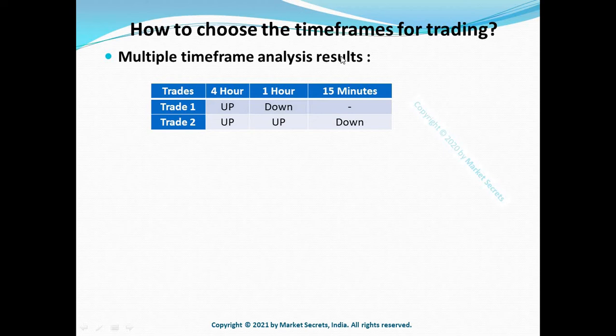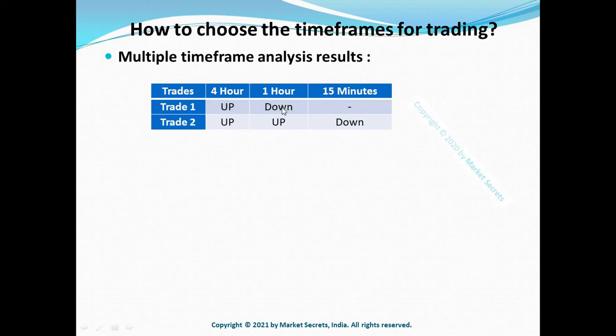If you take the analysis results of the trade 1, in this case, in 4-hour chart, the trend is up. In 1-hour chart, the trend is down. So in this case, the price had lost the momentum in the 1-hour time frame and it is either in consolidation or in a downtrend. So we need to wait for the price to realign with the 4-hour time frame uptrend at the 4-hour time frame demand area. So in simple terms, you should not take any long side trades in 15 minutes chart because the 1-hour chart is down. It is in a downtrend.